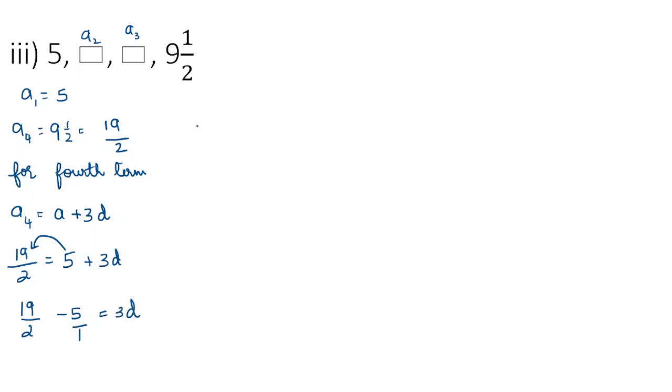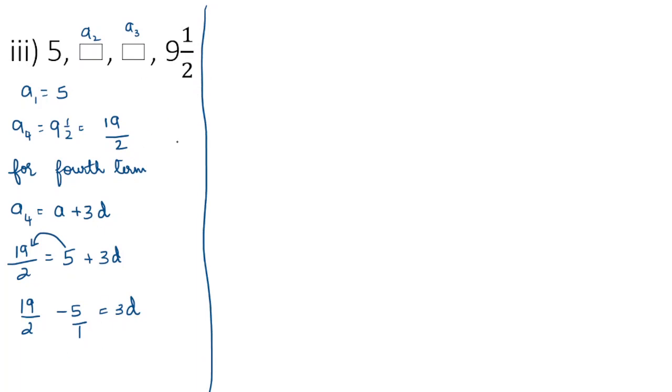So here we have to take the LCM. So the LCM will be 2. 19 is there only, isn't it? Here 19, 2 ones are 2, so we multiply by 1. And 1, how much are 2? 2s are. So multiply 5 into 2, that is minus 10. How much will you get? 19 minus 10 is 9 by 2, isn't it?